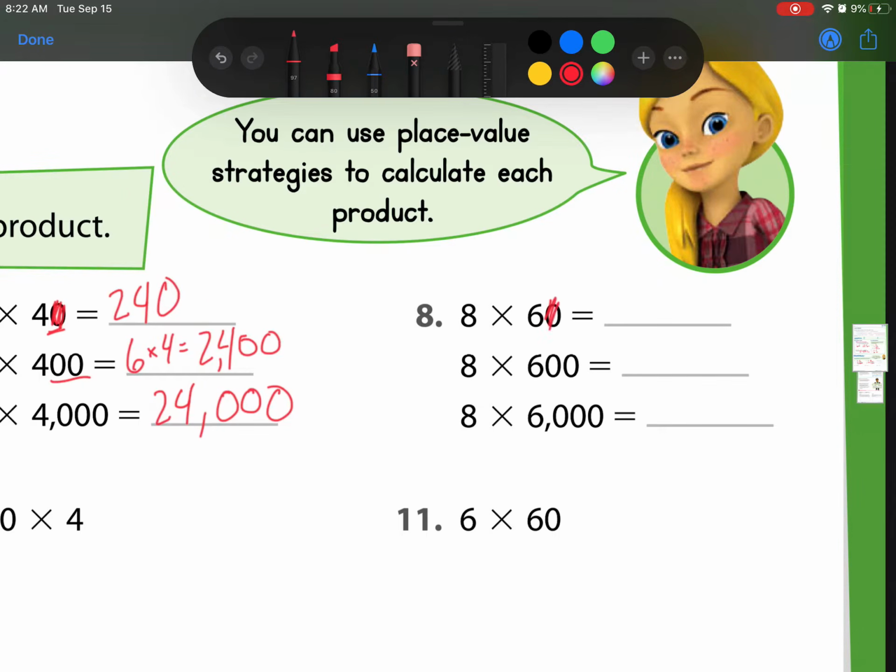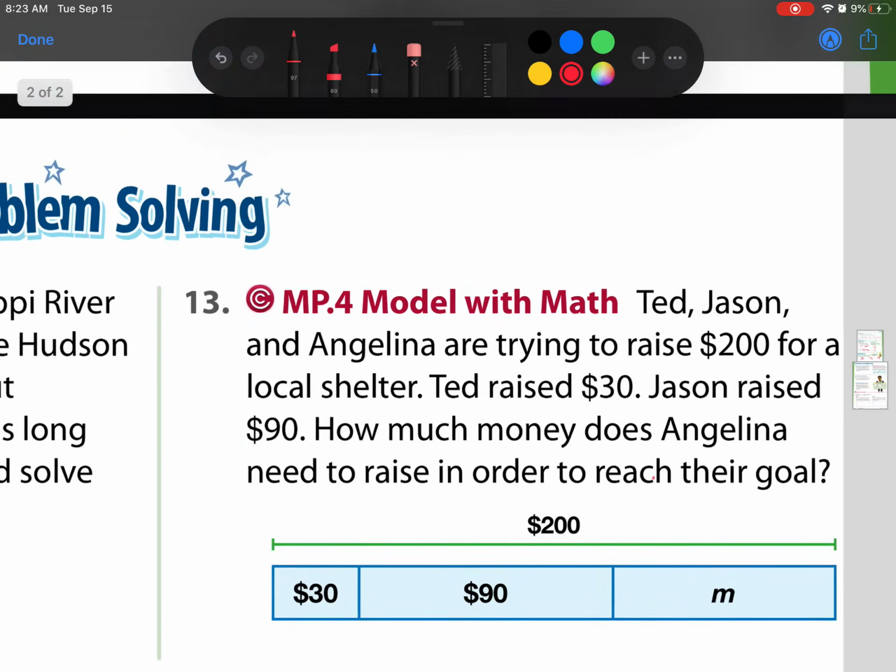Okay, basic math facts. Let's get rid of that 0 like we typically do. 6 times 8 is 48, and add 1 0 on. So notice I can just put 48 for all of these, and now I can just add those zeros because I know my basic math fact.